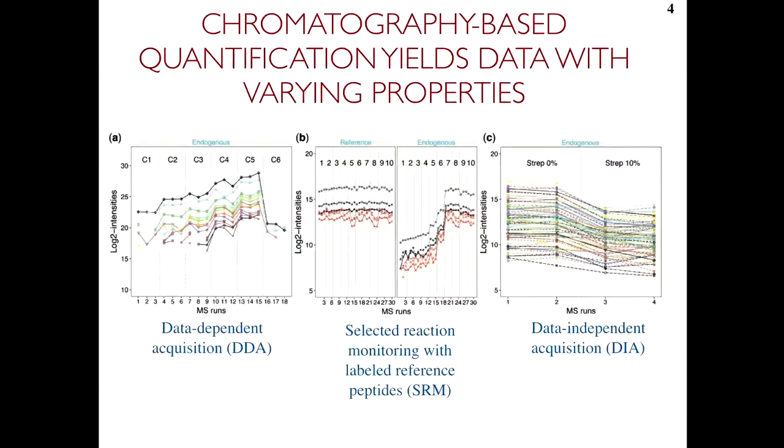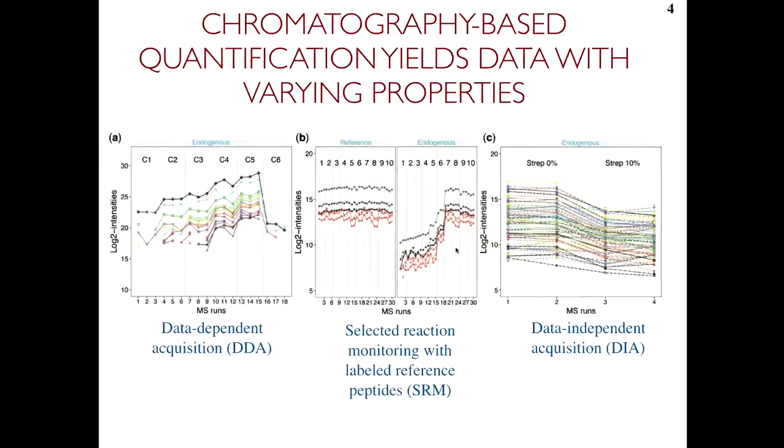So it will be DDA, shotgun MS1, or it is SRM with or without labeled reference peptides, or it is DIA or PRM. And of course, these different types of acquisitions have very different technological properties in terms of sensitivity and selectivity and so on. But in terms of the resulting data structure, which comes out of a tool such as Skyline or any other tool, the structure is fairly common. And so it is possible for us to propose statistical analysis, which will be a general framework for all of these types of data.